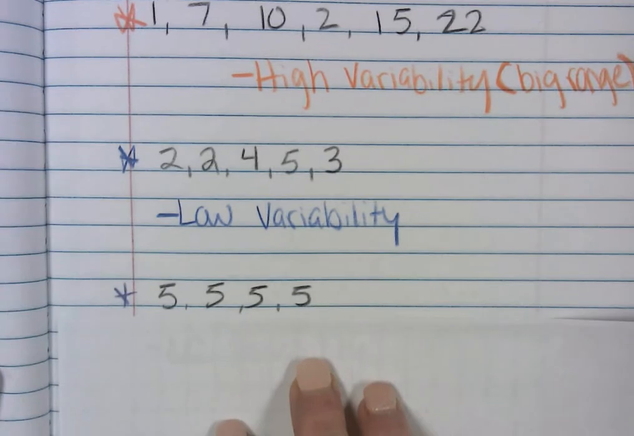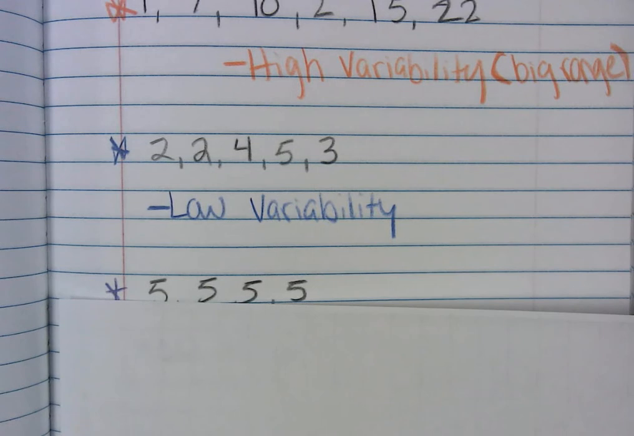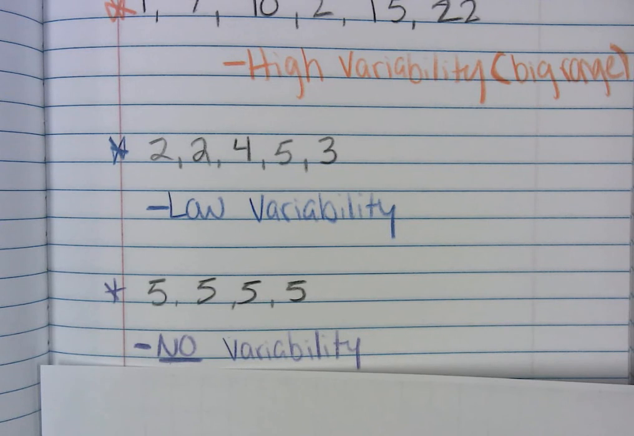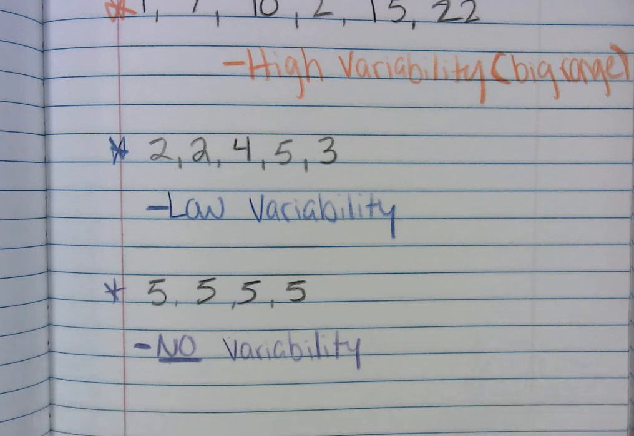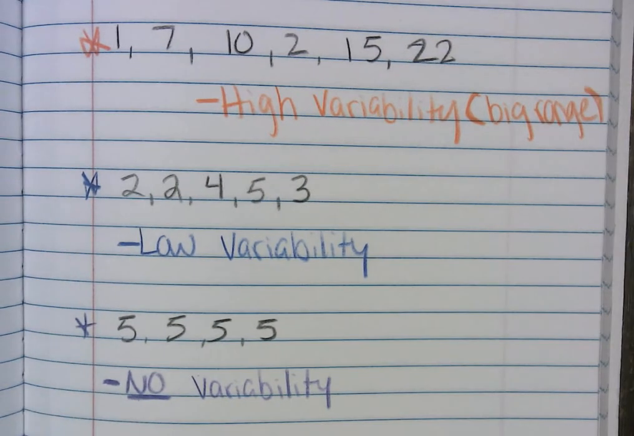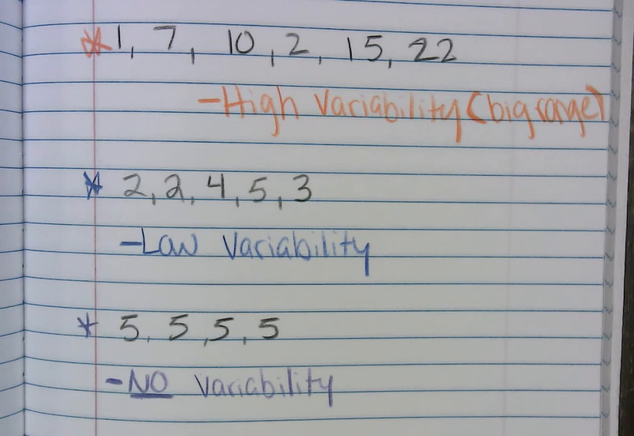Now let's look at something like this. 5, 5, 5, 5. If you ask people their favorite color and 5 people voted for yellow, 5 voted for blue, 5 voted for green, and 5 voted for purple, all the colors had a tie, then you would say there is no variability. There was no range. 5 minus 5 is 0. There was no low to high. They were all the same. So there is such a thing as no variability if all of them are the same. So we can have high variability when they have a pretty big range and it's spread out. We have a low variability where there's a difference but not too much. And then no variability obviously means there was no difference at all.